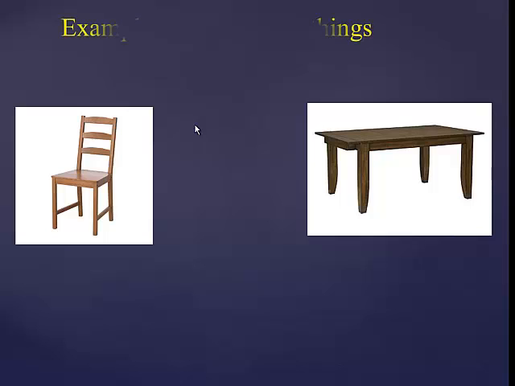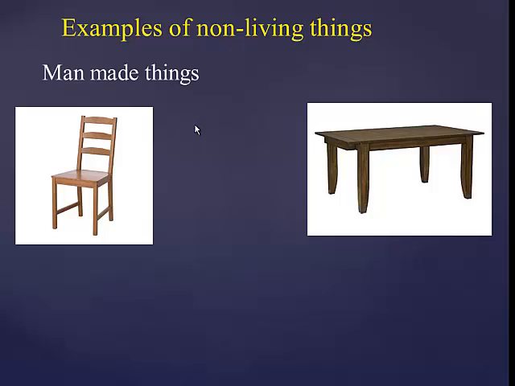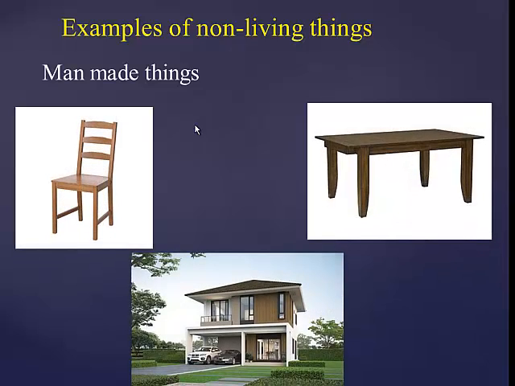These are the examples of non-living things. Like I said before, non-living things are man-made things. This chair, table and house are all made by human beings. They are considered non-living things because they don't have life, they don't need food, water or air to survive. So these are the examples of non-living things, and I hope I made my presentation very clear. So that's all. Thank you.